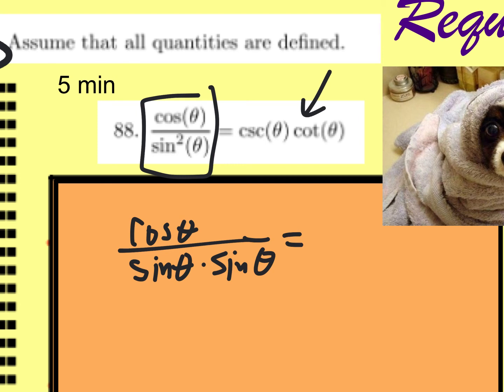You with me so far? Because cosine over sine squared is sine times sine. Okay, now what's this? What's cosine over sine? And couldn't I just put a 1 on top over here? Isn't it timesing by 1? Sure it is. So look at this.